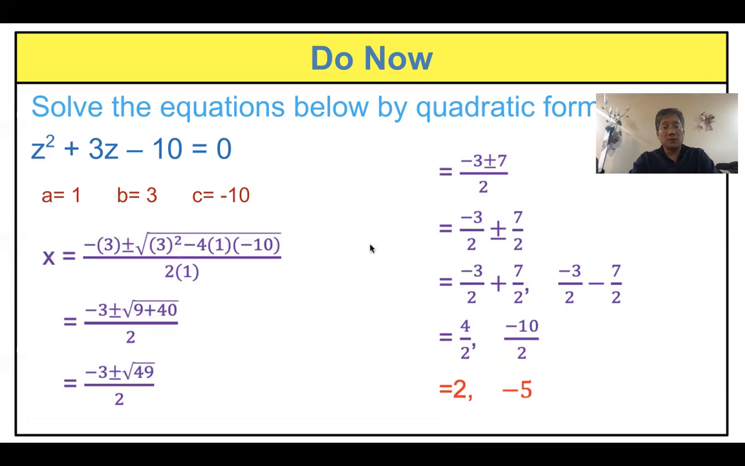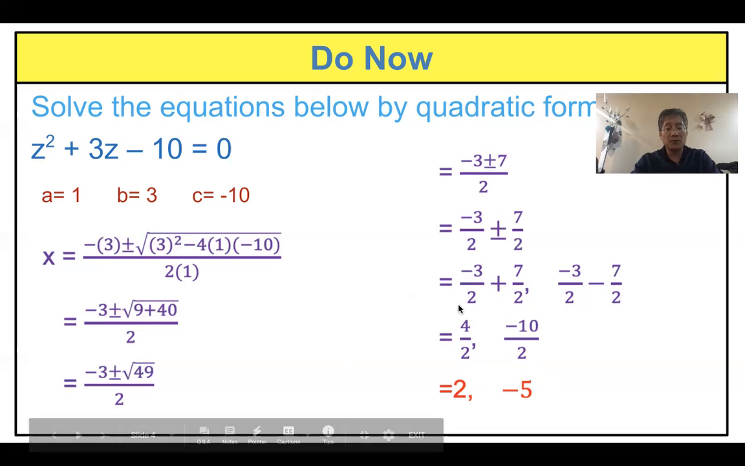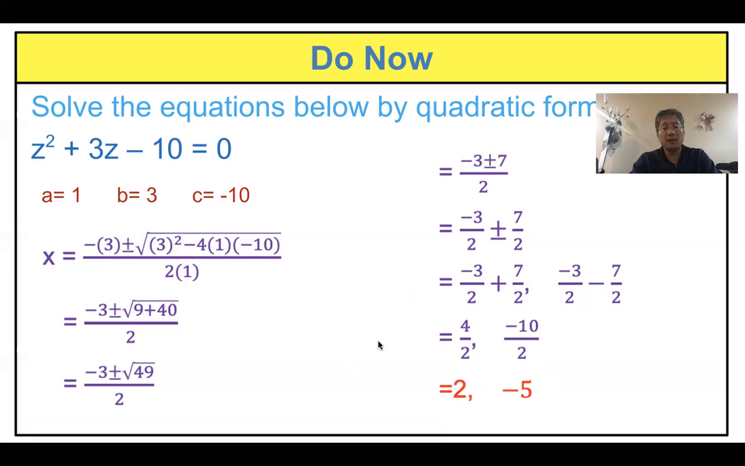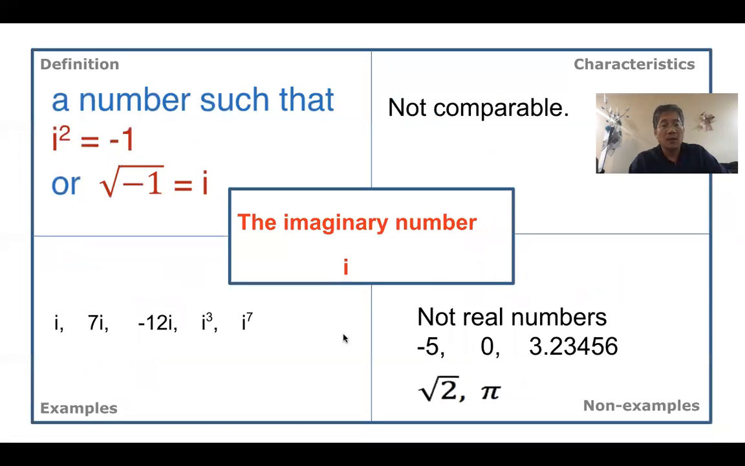Because the question asks you to use the quadratic formula, you're supposed to do it this way. If not, you can use the Kim's method, or just factor and solve for zero, find the zeros, right? Okay. So now we'll go to today's lesson.